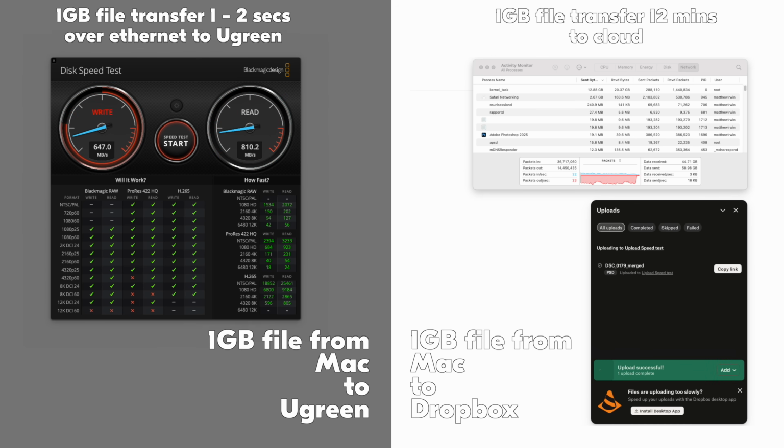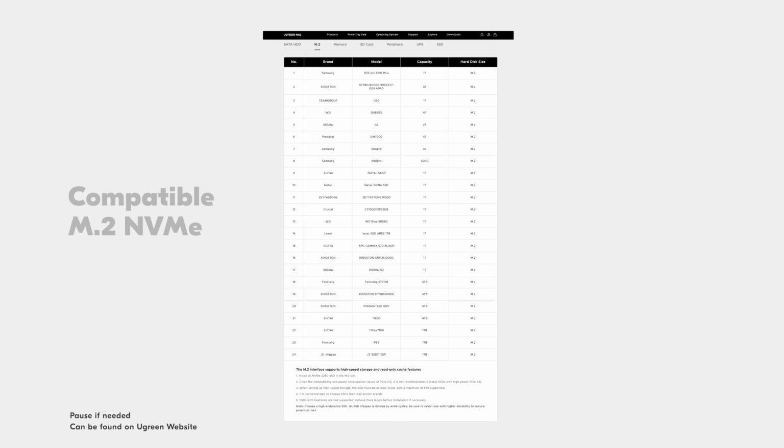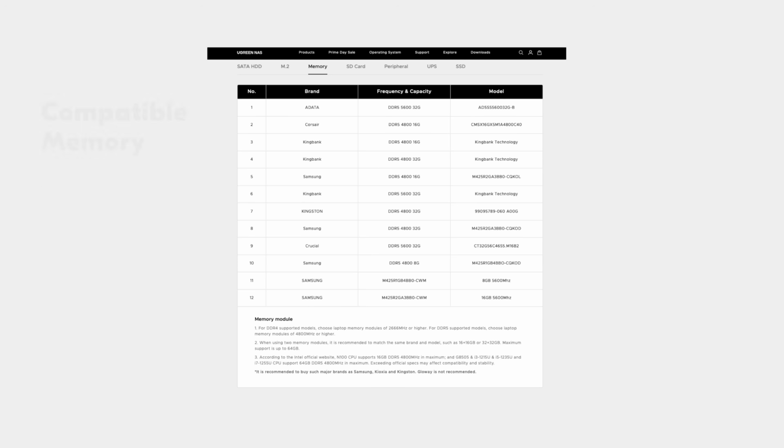Here is a list of compatible hard drives, NVMe, as well as memory, which can go inside the UGREEN. Please pause for a closer look or jump on the UGREEN website for more details about the drive's compatibility.